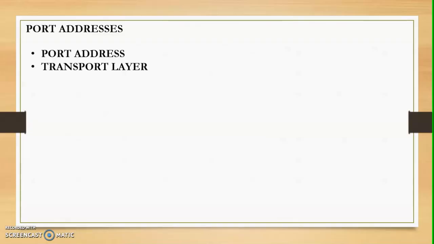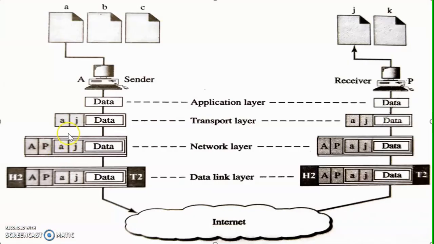Next, let us discuss the port addresses. Now this port address is attached at the transport layer and mostly it is 16 bits. So let us learn port addresses with the help of an example. Now consider this is the sending computer with IP address as A and this is the receiving computer with IP address as P.